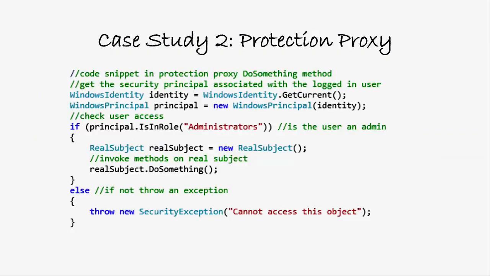Here is case study 2, protection proxy. This is just a code snippet to keep things simple. In this example, we have the protection proxy code, which is invoking a method on the real subject. What it does is it checks the identity of the currently logged in user, and if the user is in the administrator's role, then it invokes the method, otherwise it throws the security exception back to the client. So in this example, the protection proxy is protecting the real subject from unauthorized access.